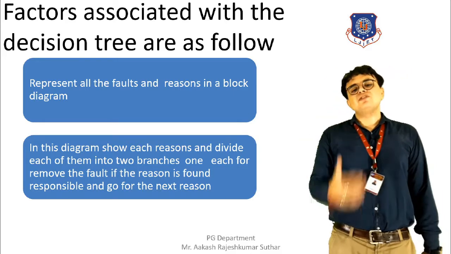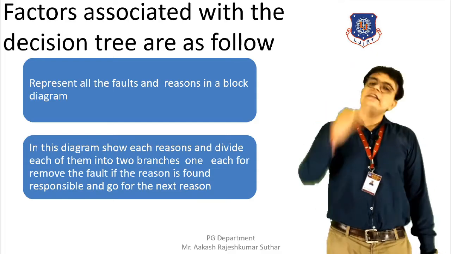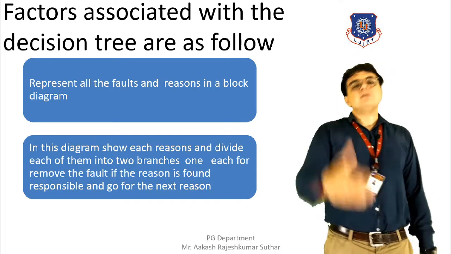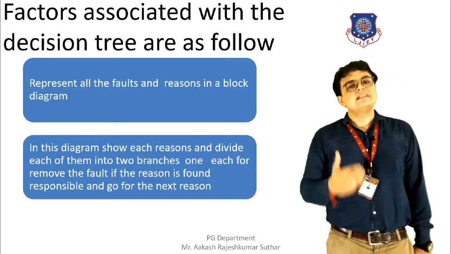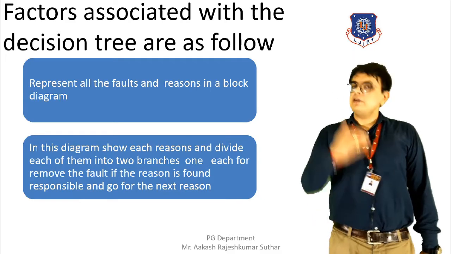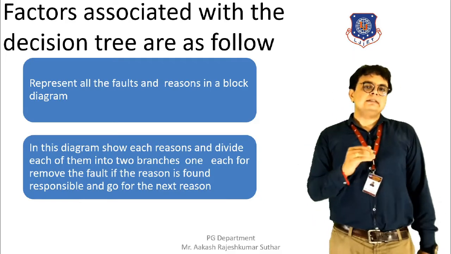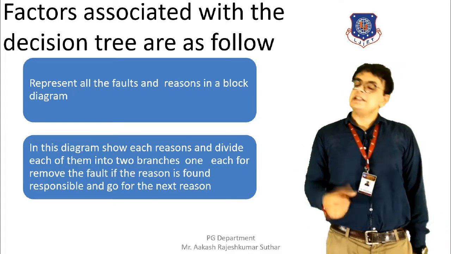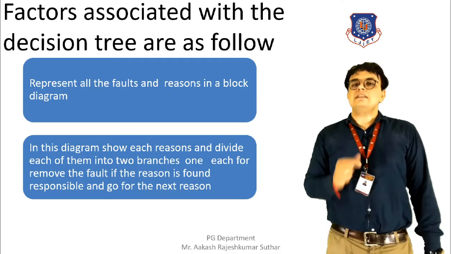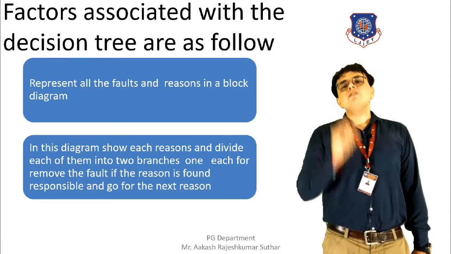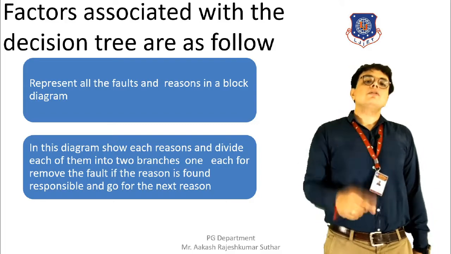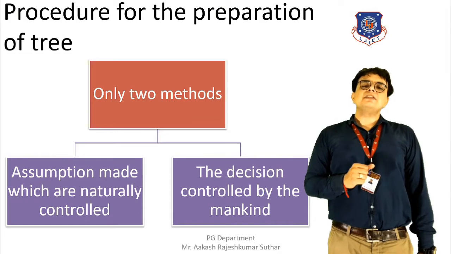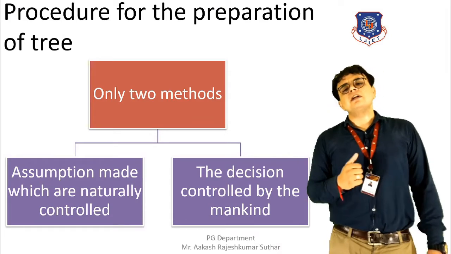If the reason is found responsible, then it is okay. And if the reason is found not okay, or not responsible, then we should move towards the next reason. Accordingly, we can trace a fault in the machine. In this way, the decision tree diagram is helpful in finding faults. Even small faults can be easily found with the help of the decision tree diagram. Further discussing the procedure for the preparation of the tree.